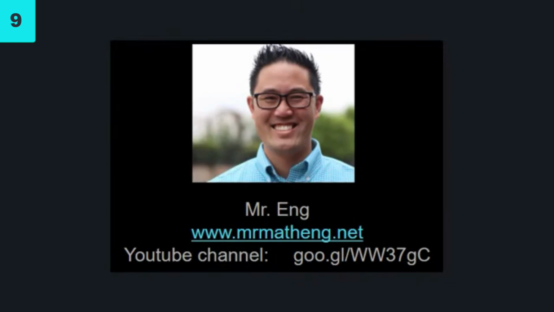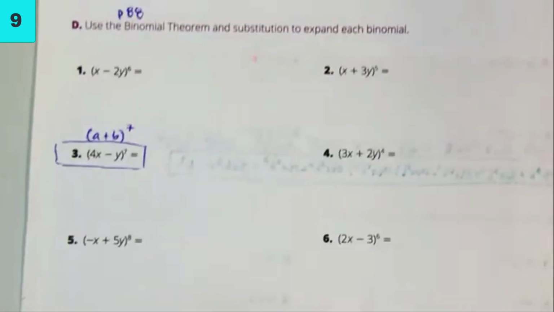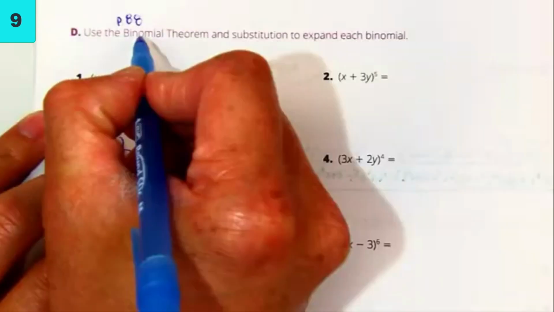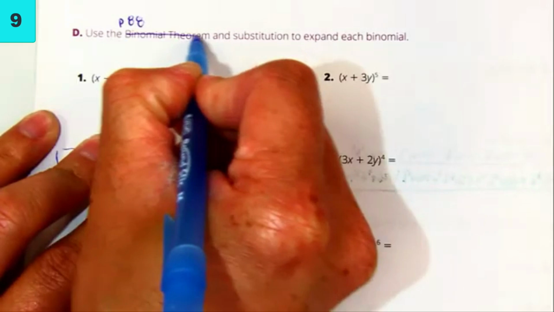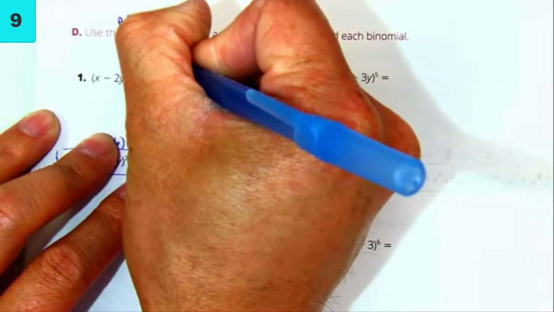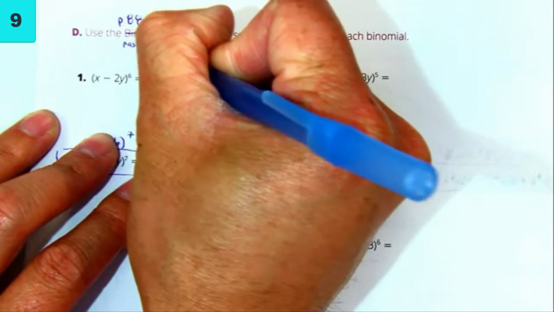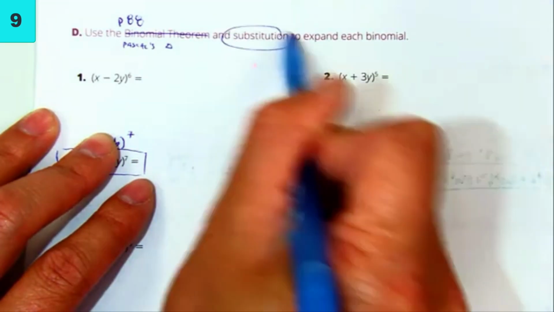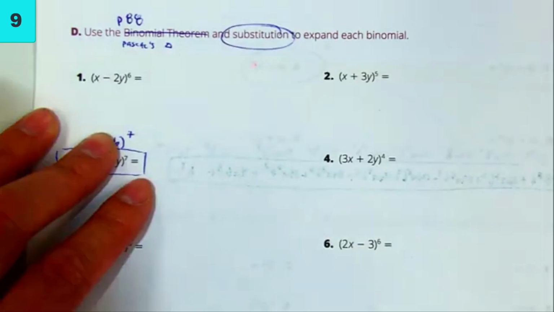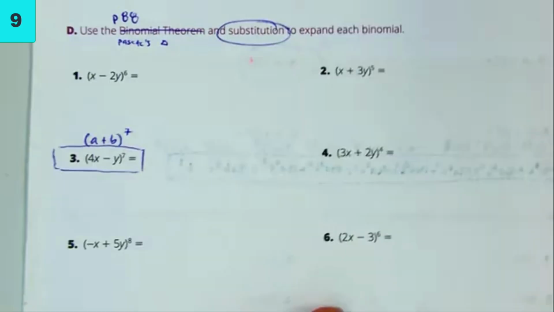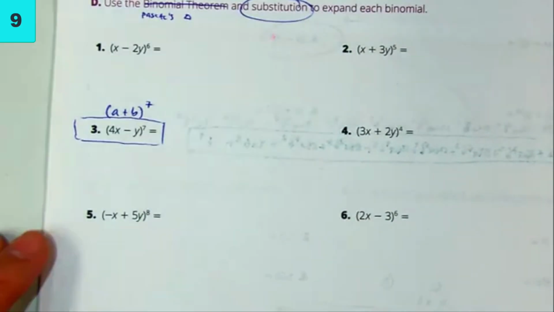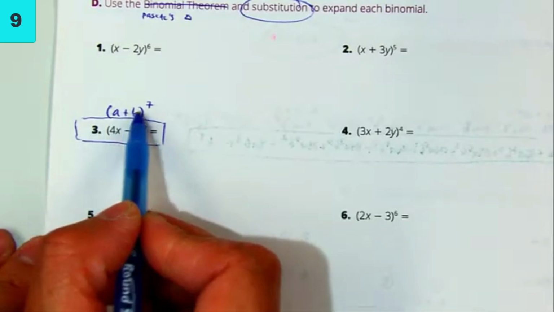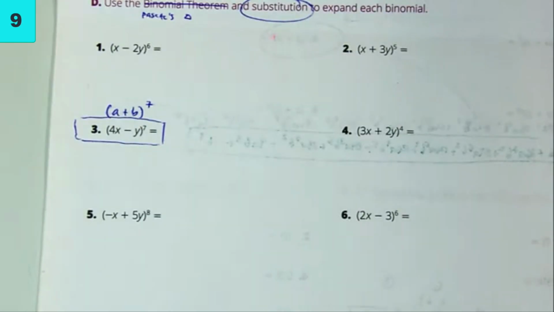I love math. I asked you guys, instead of using binomial theorem, yesterday we learned to use what? Pascal's triangle. And now in today's lesson we're going to be doing a substitution, and then we'll be expanding these. So I asked you guys to do question number 3 using a plus b to the 7th power. Tony, what are the coefficients of something to the 7th power?